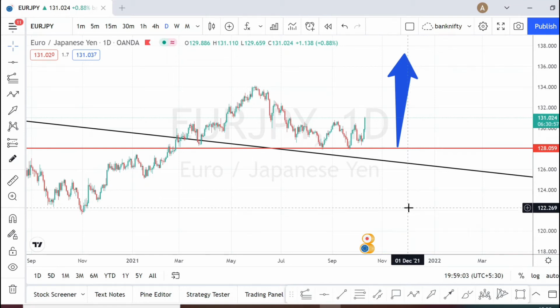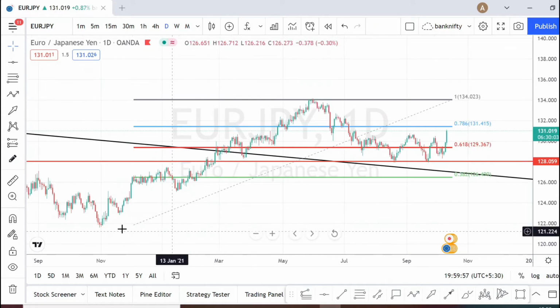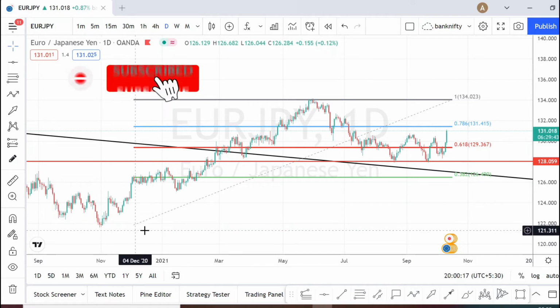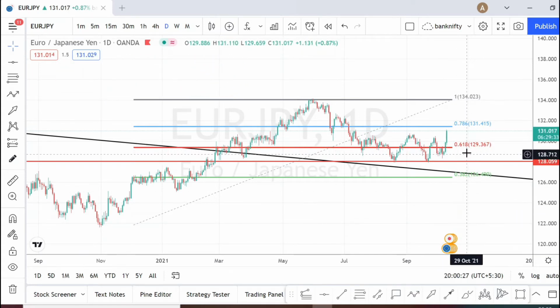Presently in weekly time frame and also in daily time frame, EURJPY currency pair is in uptrend. Let us analyze the trading ranges. So presently it is testing 0.786 level in Fibonacci's tool. And it has already cleared this 0.618 level in Fibonacci's. So which means the uptrend is strong.